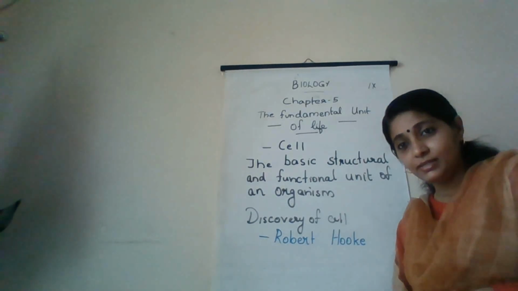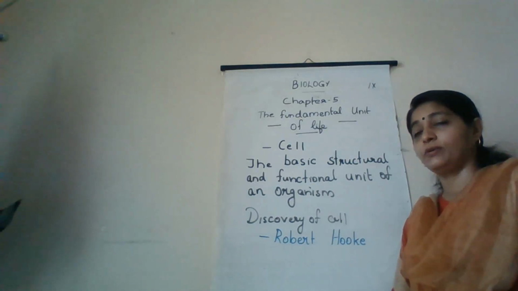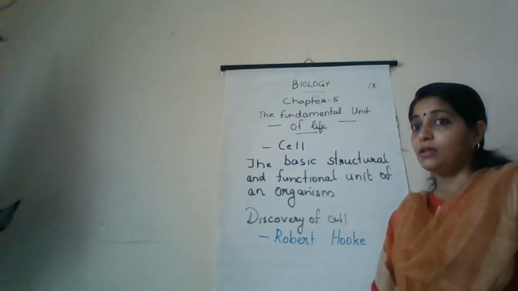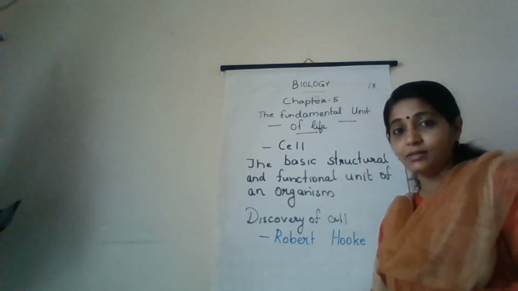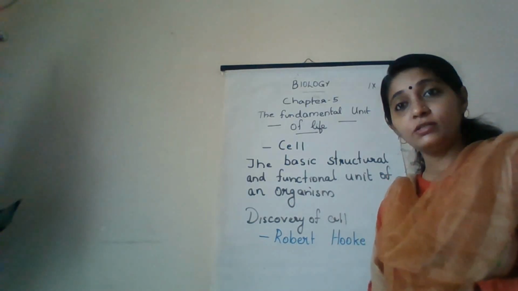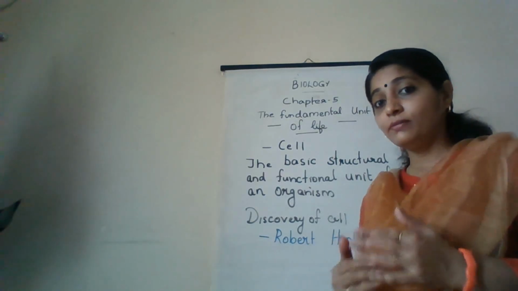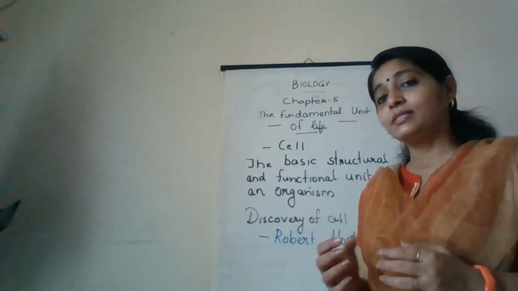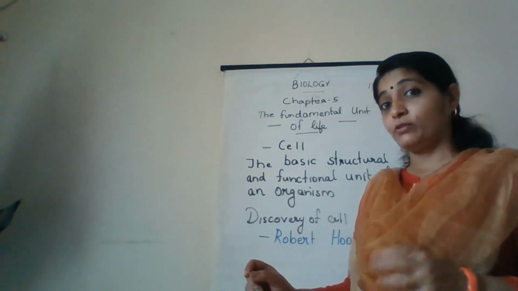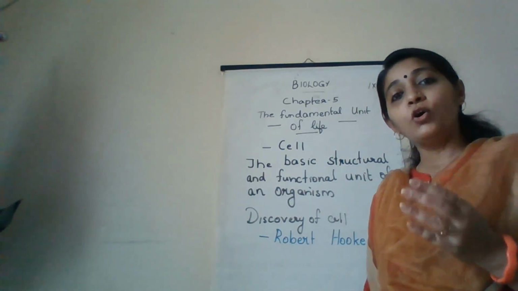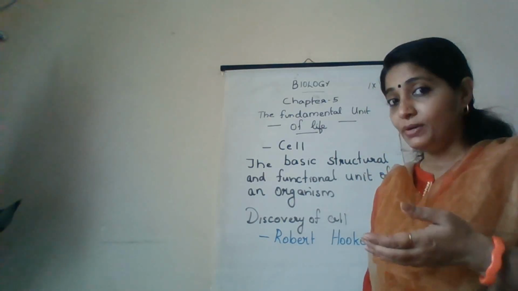Now, who discovered the cell? The cell was discovered by the scientist Robert Hooke. Actually, who was Robert Hooke? He was a mathematician and a physicist, who joined as curator of instruments in the Royal Society of London, and there, while doing experiments with the instruments, he designed a simple microscope of his own. With the help of that simple microscope, he observed cork, which is from the bark of a tree.